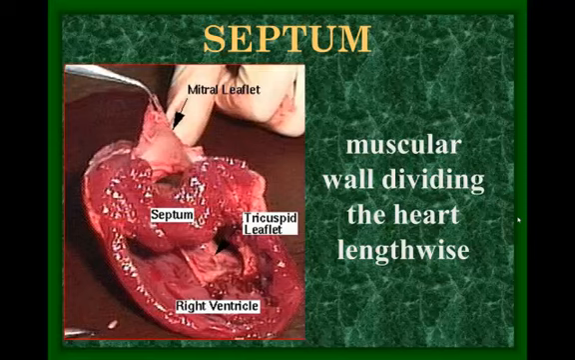The septum is a muscular wall that's in the middle of the heart that divides the heart in two sides, a right side and a left side. So it's dividing the heart lengthwise.